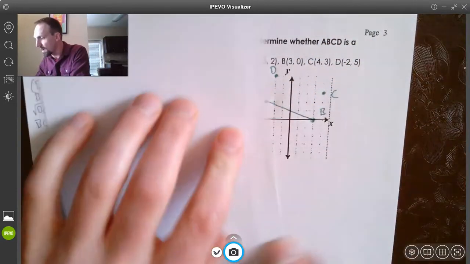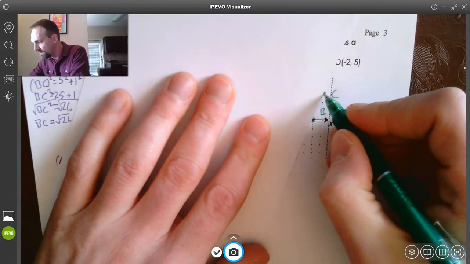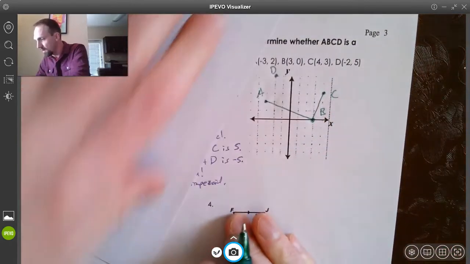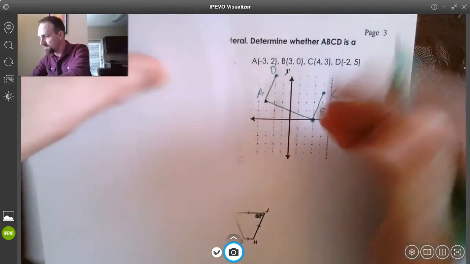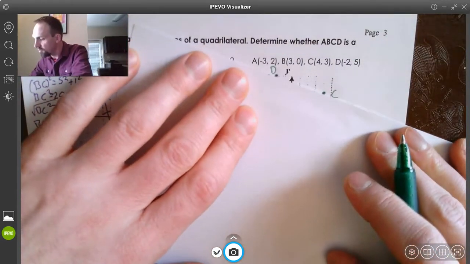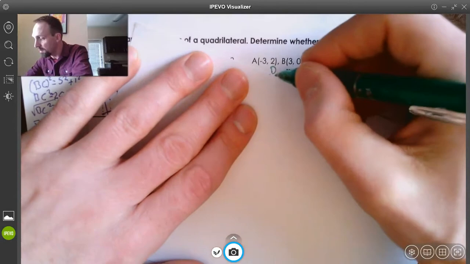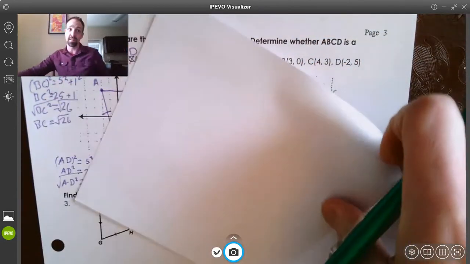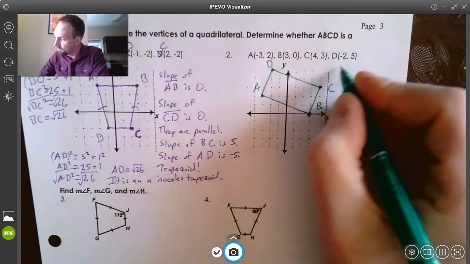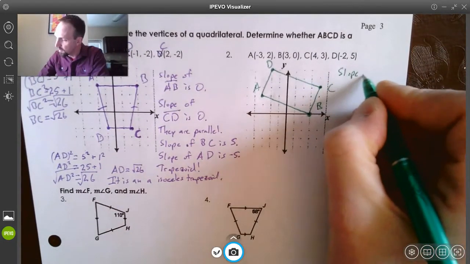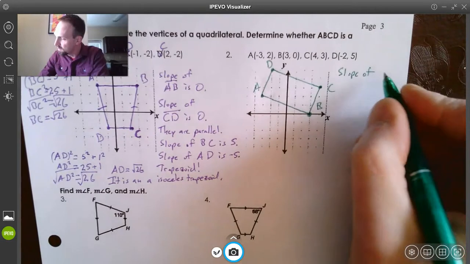right now it's a quadrilateral. So we're going to check to see if it's a trapezoid or not. Now remember, for it to be a trapezoid, it has to have exactly one pair as a parallel side. So let's go ahead and find the slope. So let's do the slope of, let's check AB and CD.